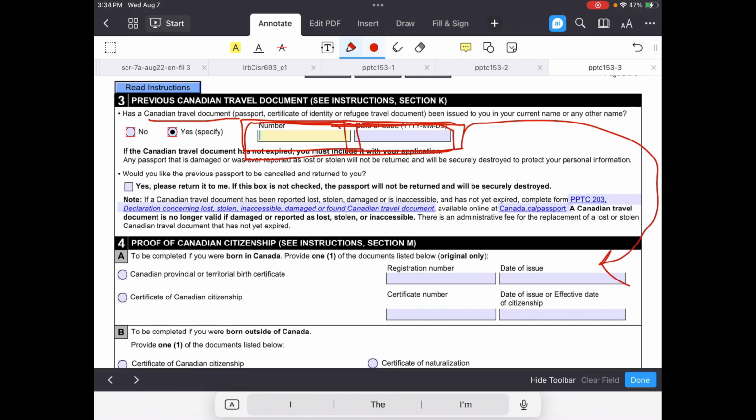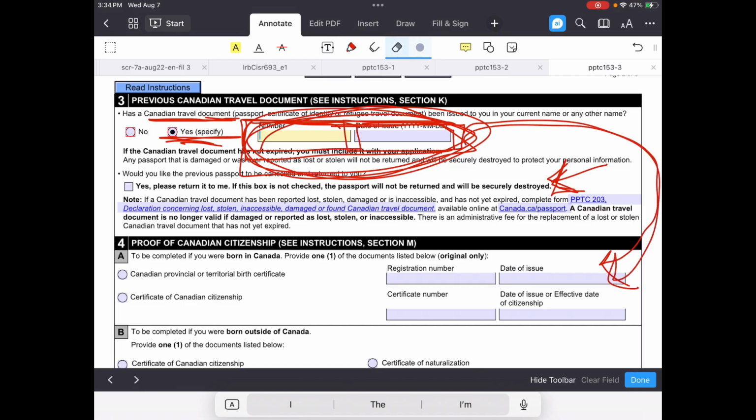After you've included that information, you can just move on to section 4. You don't need to be worried about this sentence here. Just ignore it and move on to section 4. I'm just gonna tell you one more time. If you have had a travel document, you click yes, you fill out this information, and then you move on to this section.